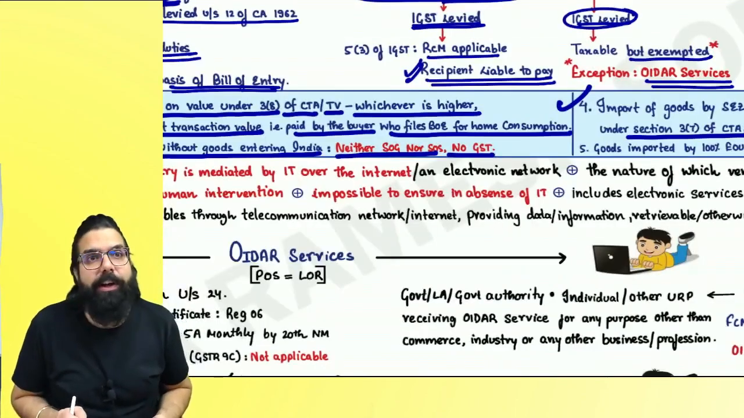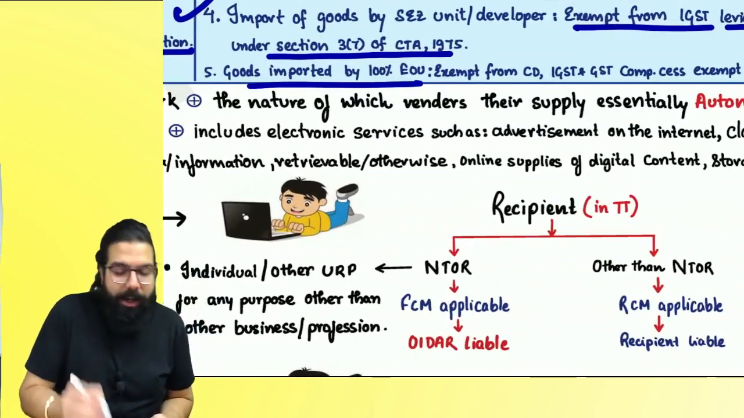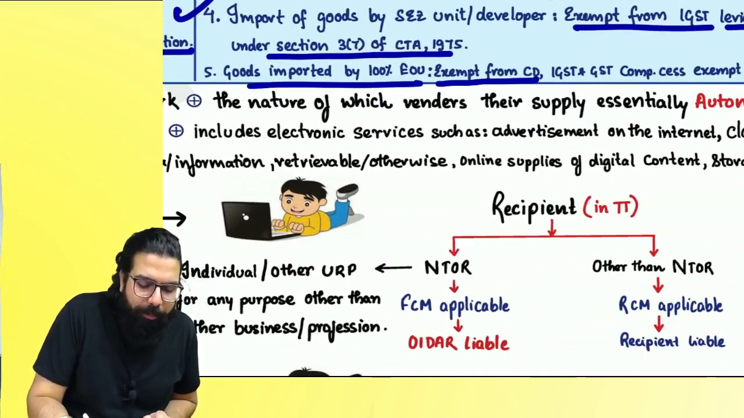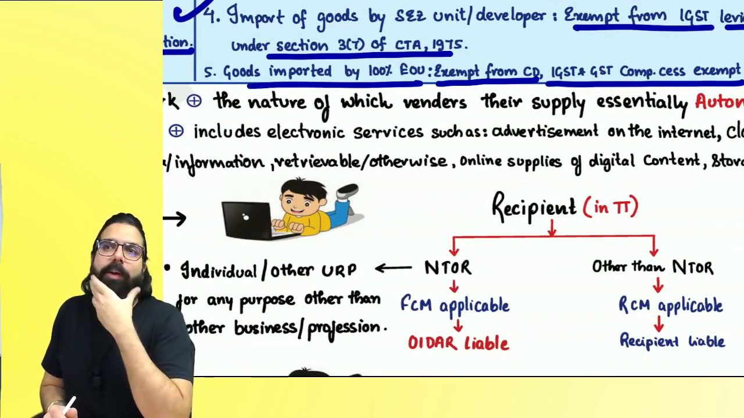Am I 100% clear to all? The next one over here is the 100% export oriented unit. If they are importing goods, always remember custom duty, GST, everything has been exempted. Can we go ahead, everyone?